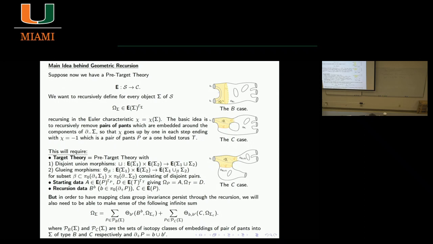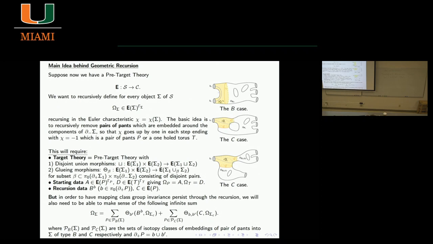The basic idea is to remove pairs of pants that are embedded around the in boundary. So for each connected component we do a construction one at a time. We embed a pair of pants near the in boundary. Let's say this is the in boundary, this is the in, and this is the in. And then we remove the pair of pants and consider the complement. That will be called sigma C. And then the point is, when we take out this pair of pants, no matter how it is embedded, the Euler characteristic will go up by 1. And since I'm only considering negative Euler characteristic surfaces, it will end at Euler characteristic equal to -1. And there are two cases left, a pair of pants or a one-hole torus.